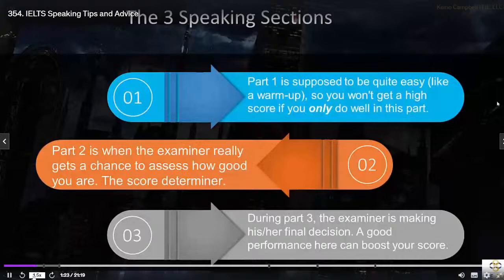Part number 2, from the different examiners that I've talked to over the years, is where they really get a chance to see how well you can speak. Part number 2 is really the score determiner. So if you want to do well on the speaking section, if you want to move up into that band 8, band 9 realm, according to the rubric, do great at part 2. Part 2 impresses them. In part number 3, they're making their final decision. If you do a great job on part number 3, that might give you that little bit of extra boost to push you where you need to be.